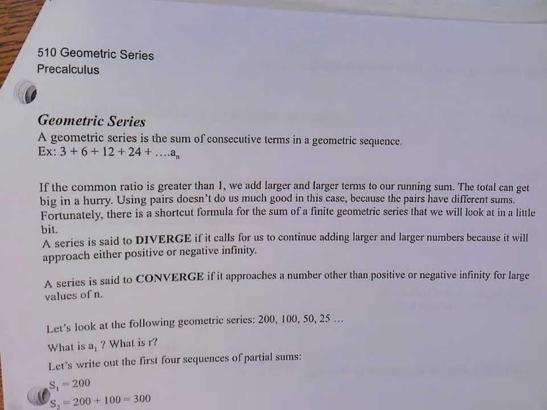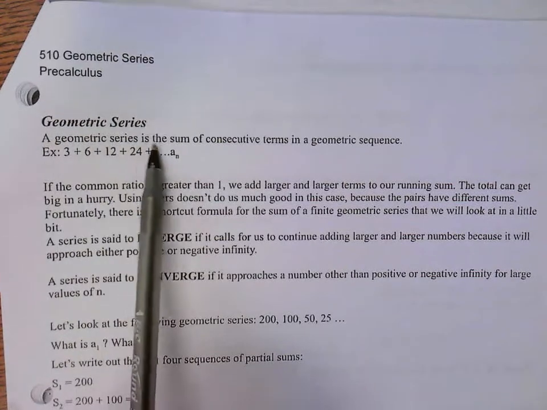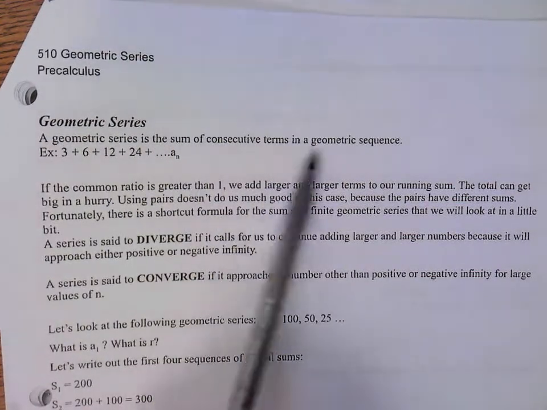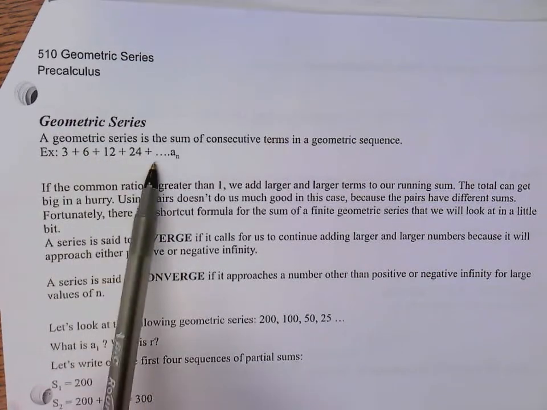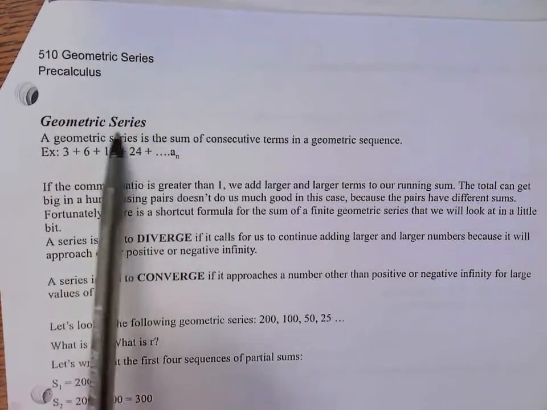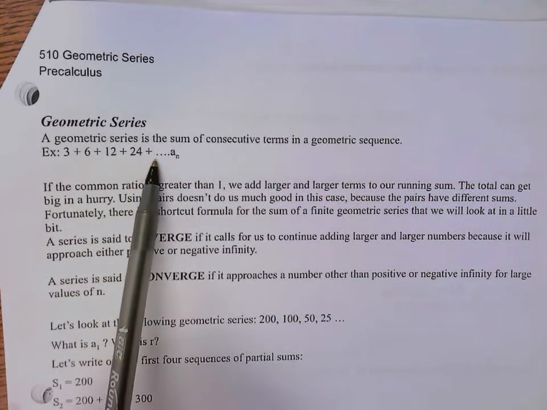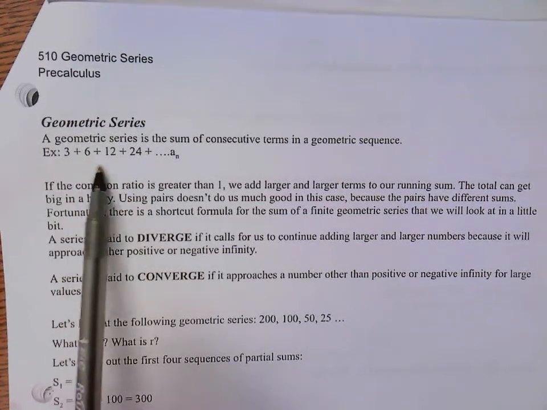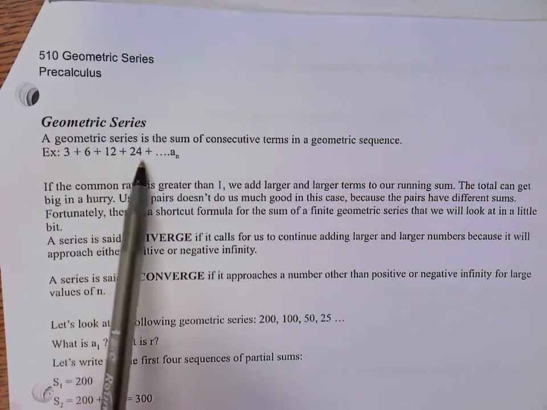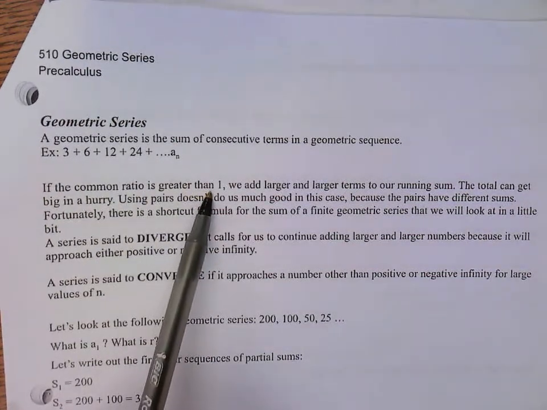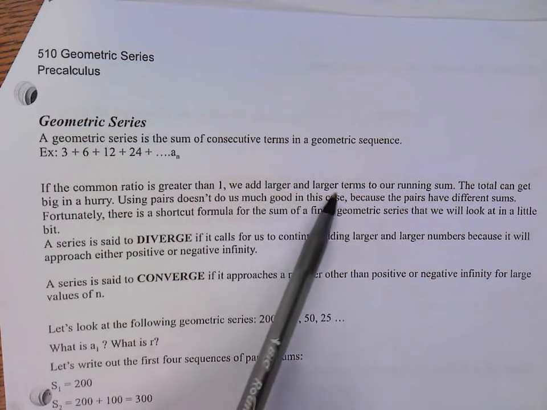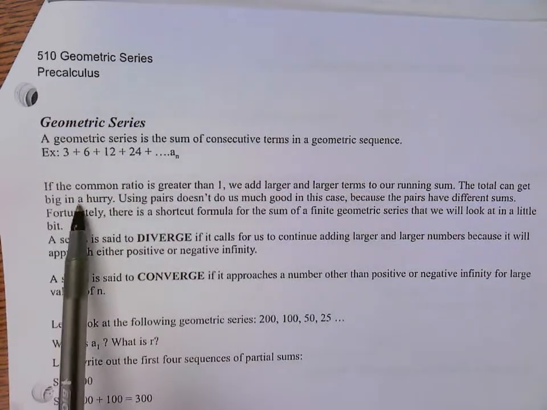Formula we're going to learn today. So this says we know that a geometric series is just the sum of consecutive terms in a geometric sequence. 3, 6, 12, 24. What's my common ratio for this example? What am I multiplying by? I'm multiplying by 2. So it says if the common ratio is greater than 1, we will keep adding larger terms so the total can get big in a hurry, right?